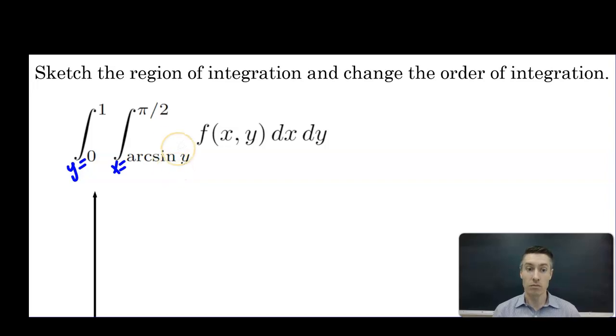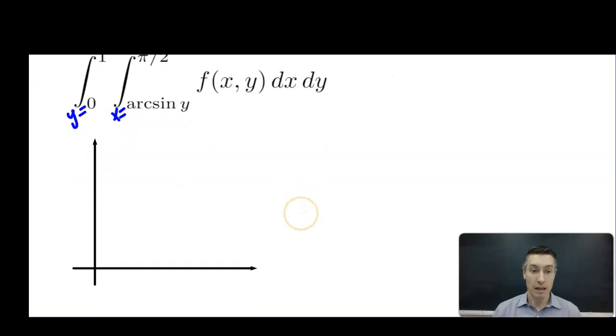Motivation here, we don't really want to integrate with an arc sine of y bound. Who knows what this function is? Maybe there is a simple function that arc sine would work nicely in, but for the most part, we want to avoid integrating with an arc sine bound. So let's sketch our region. So we have our x and our y. So x equals arc sine of y.